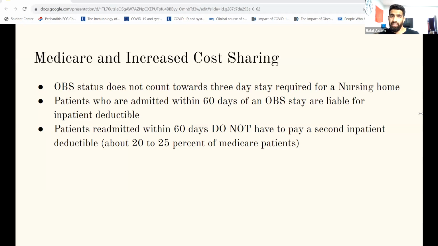Another really important thing is that if you are admitted within 60 days of being in observation care, you are still liable for that $1,156 deductible. However, patients readmitted to the inpatient ward within 60 days do not have to pay a second inpatient deductible. And about 20 to 25% of Medicare patients have this readmission within 60 days.